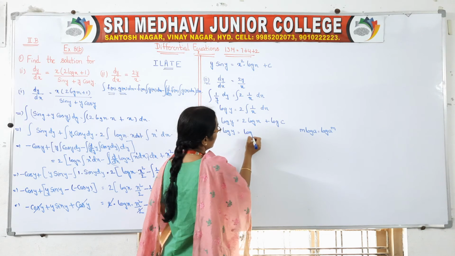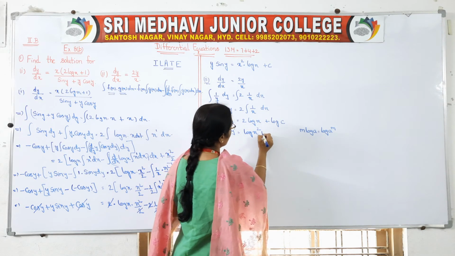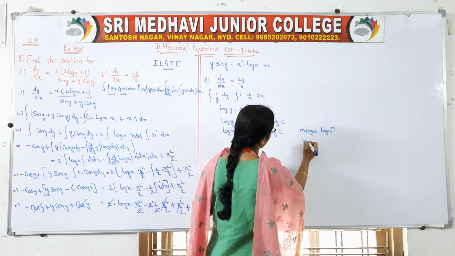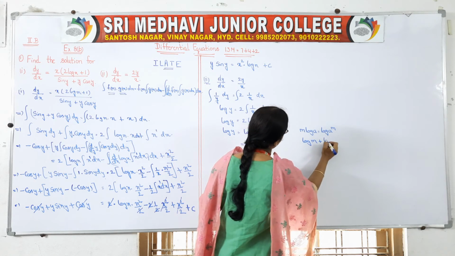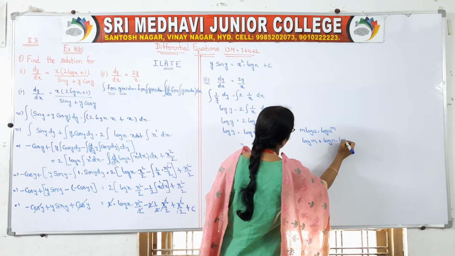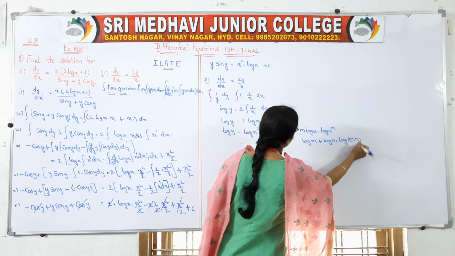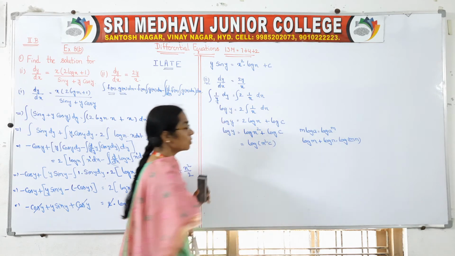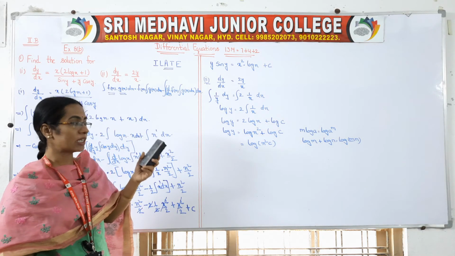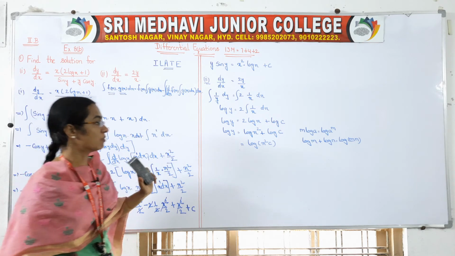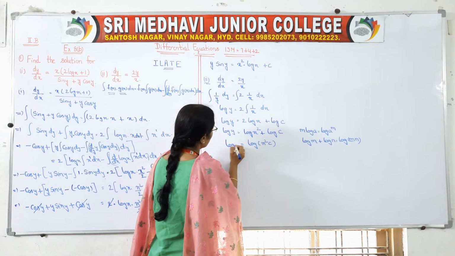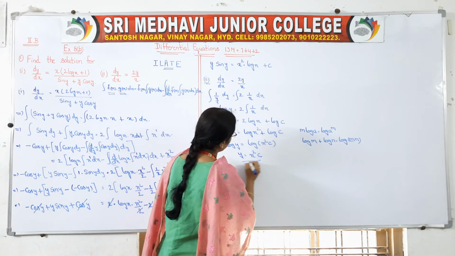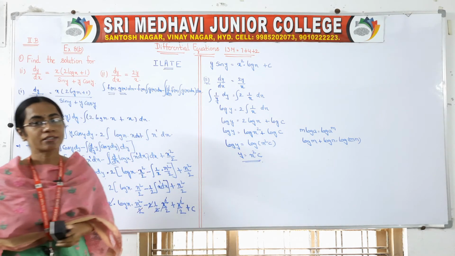So you can take that as log x square plus log c, right. Again there is one formula, what is that? Log m plus log n is equal to log m into n. Okay, so it is log of x square into c. So log m plus log n is equal to log m into n. This is the formula. So this is your log y. Okay, so y is equal to x square c, the log cancels. That is the answer of your problem.